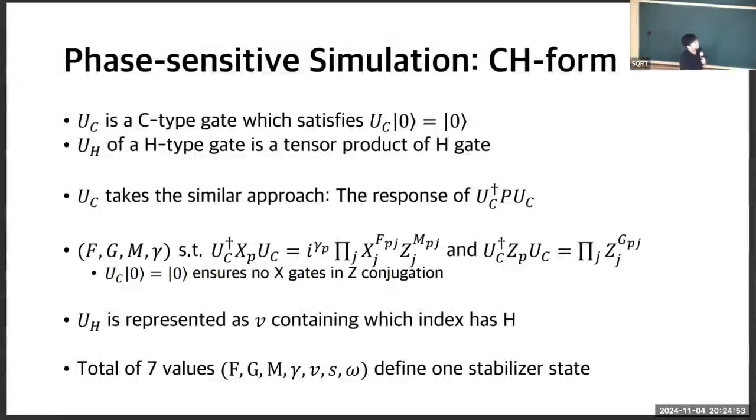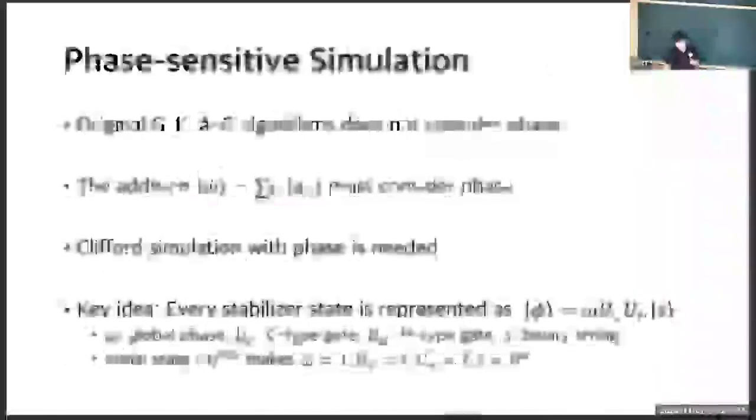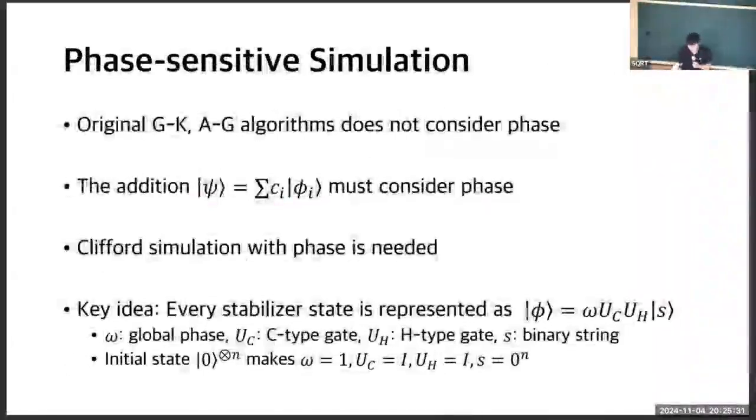So this F, G, M, gamma would have about UC, and UH is just V because it's just a tensor product of H gates, so we can just store the information by whether the qubit in P has H or not. So we can just have a binary vector for V, and we have S and omega, the bit string for the base case and omega for the global phase. So we can just have a total of 7 values, F, G, M, gamma, V, S, omega for one stabilizer state that has to be represented by omega UC UH S here.